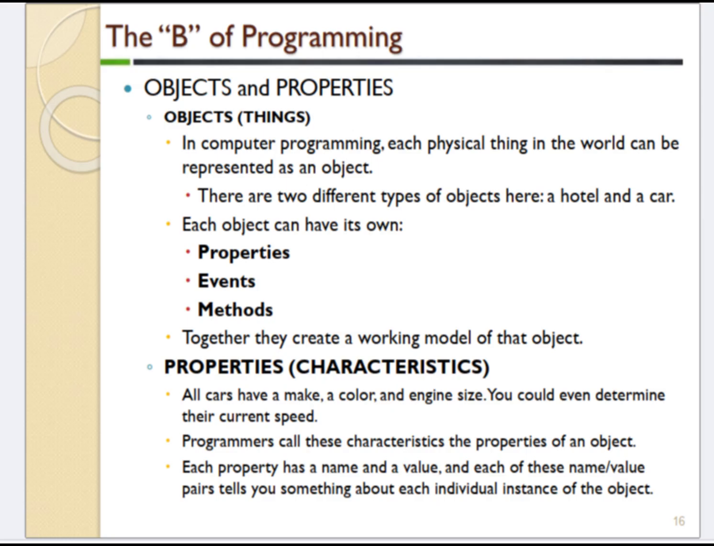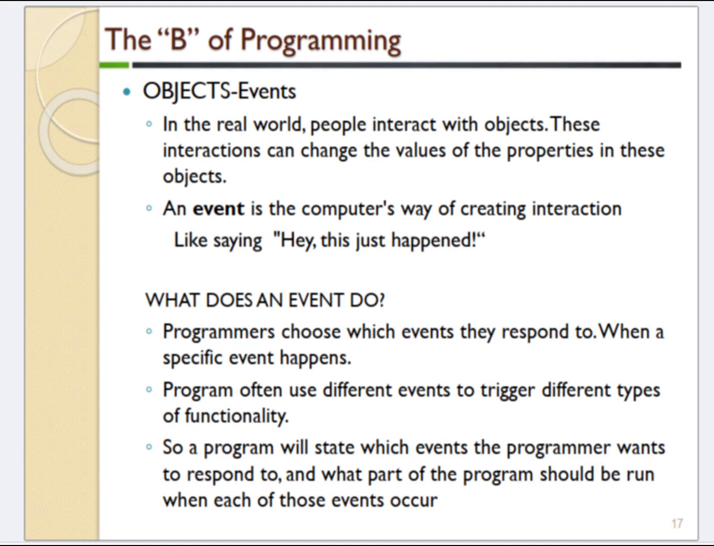Properties, characteristics. All cars have a make, a color, and an engine size. You could even determine their current speed. Programmers call these characteristics the properties of an object. Each property has a name and a value, and each of these name/value pairs tells you something about each individual instance of the object.